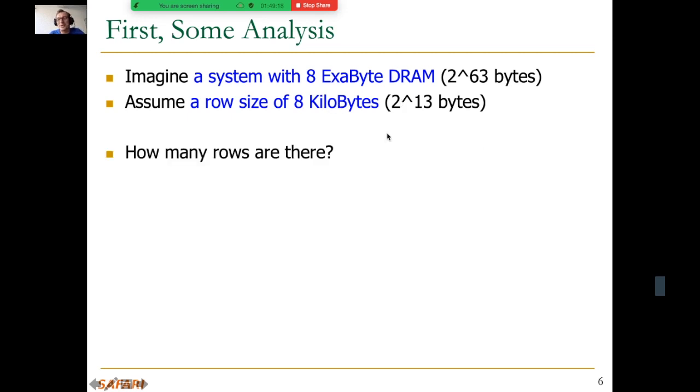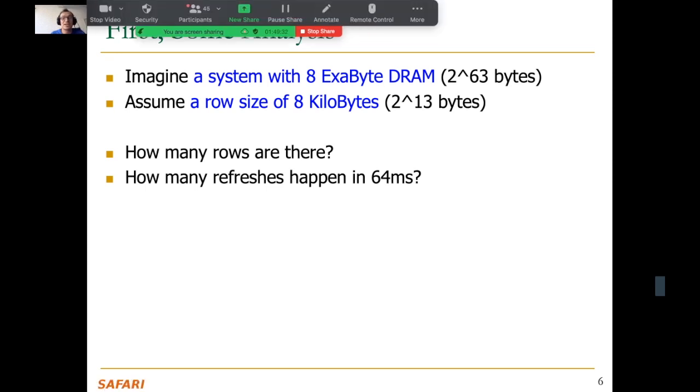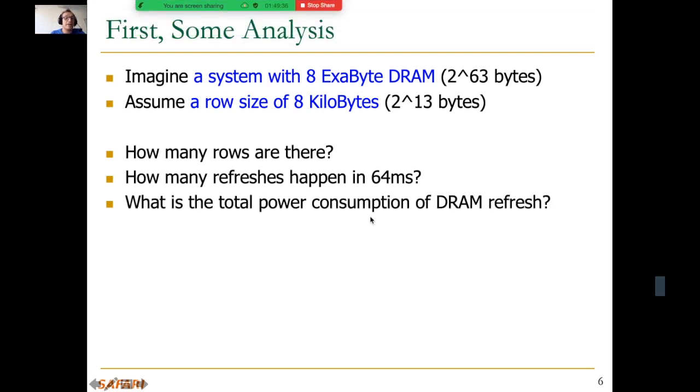So this is a very simple question for many of you. It's 2 to the 50, hopefully for all of you actually. Basically, 2 to the 50 rows are there, right? How many refreshes happen in 64 milliseconds? Well, that's 2 to the 50 rows that need to be refreshed every 64 milliseconds, right? What is the total power consumption of DRAM refresh? So I cannot give you a good answer over here, but it's in the order of kilowatts.